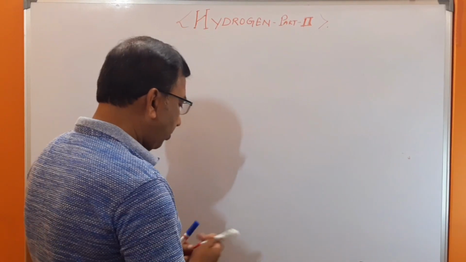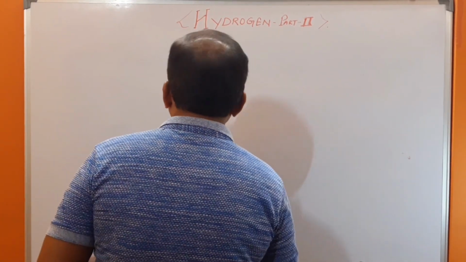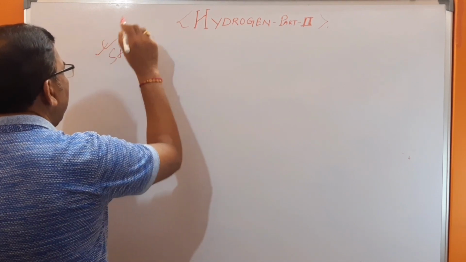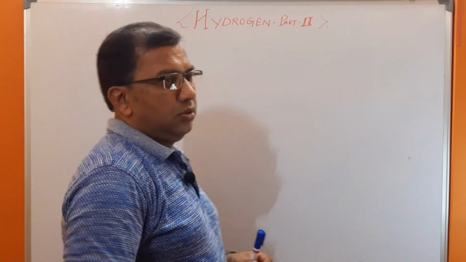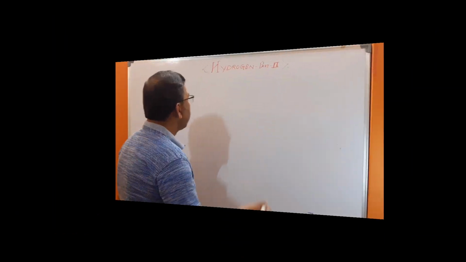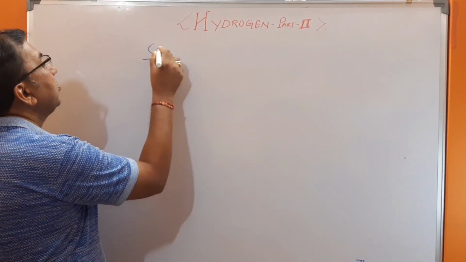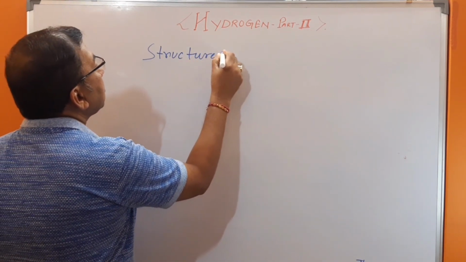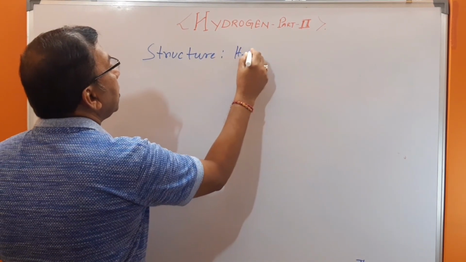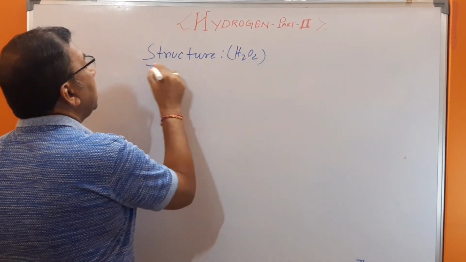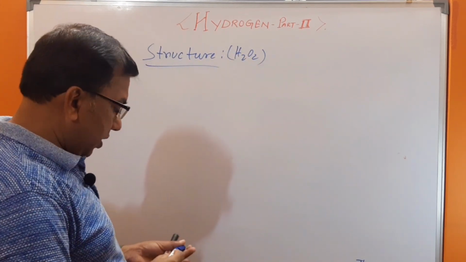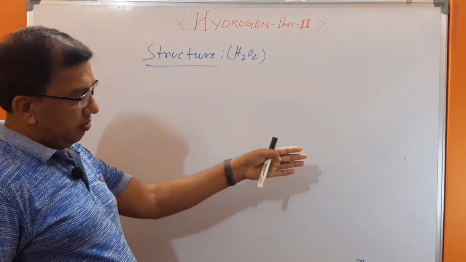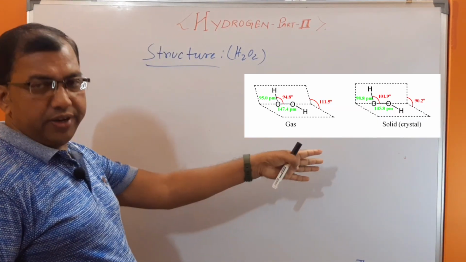Next, storage is done. After that you should know the structure of H2O2. How will the structure be? Okay. The structure will be given. The proper picture will be given here.